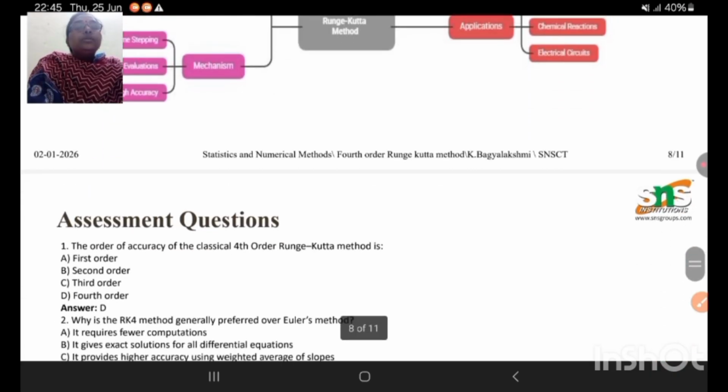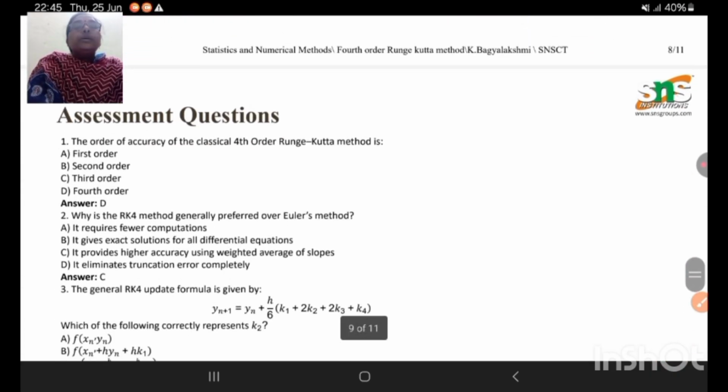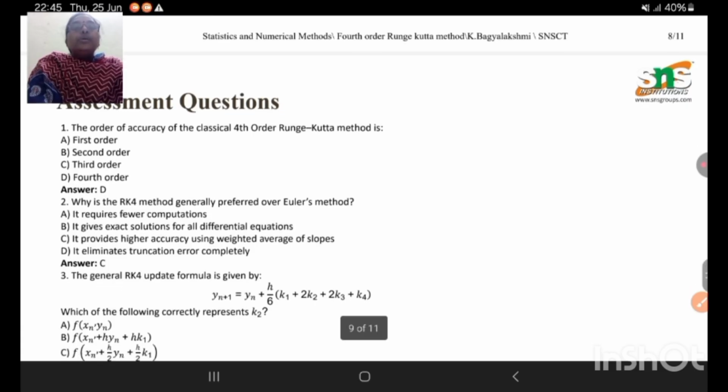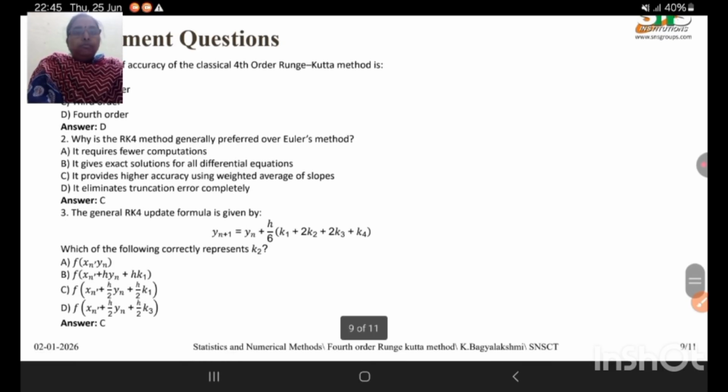Based on this, we can discuss some assessment questions. The order of accuracy of the classical fourth order RK method is: first order, second order, third order, fourth order. We choose fourth order here. Why is the RK method generally preferred over Euler's method? The options are: it requires fewer computations, it gives exact solutions for all differential equations, it provides higher accuracy using weighted average, it eliminates truncation error completely. As already discussed, higher accuracy using weighted average of slopes is the correct one.